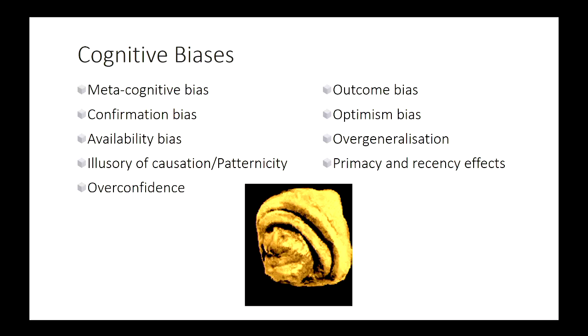Optimism bias is when you're over-optimistic about your own chances. You think bad things are not going to happen to you. Good things are going to happen to you because bad things only happen to other people. Right? That's optimism bias. Overgeneralization is when you think that your experience or your opinions, or what you think is effective in your context, can be applied to other contexts and other people as well. Right?